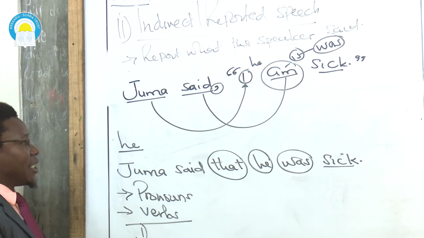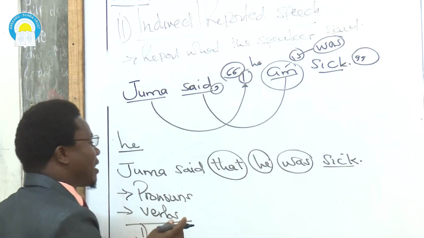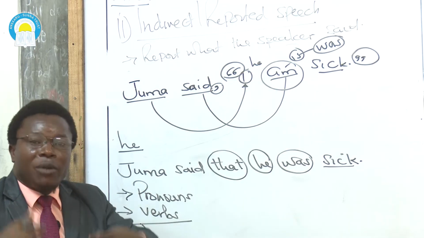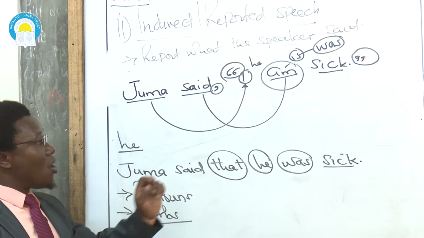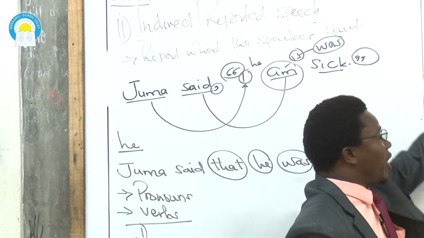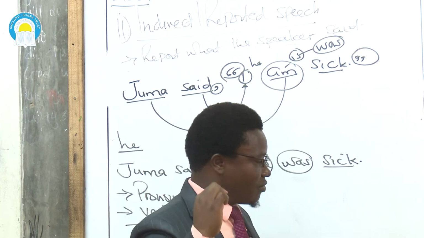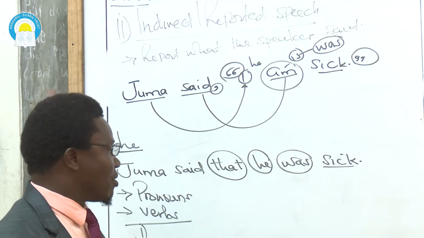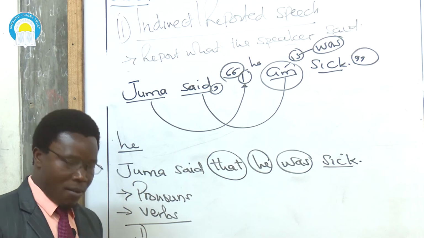And before that rule, it's also important to note that the opening and closing inverted commas have not been repeated in indirect or reported speech. When you are reporting, you don't use the opening and closing inverted commas. We are not supposed to use the opening and closing inverted commas.